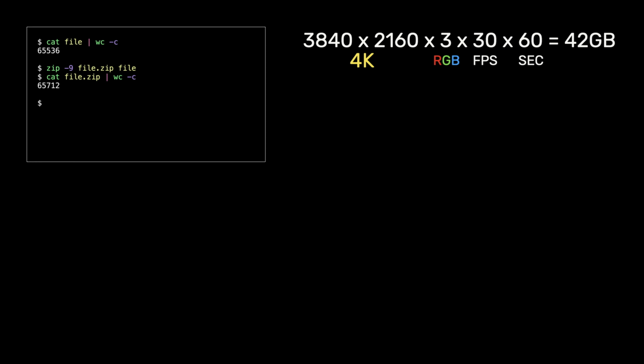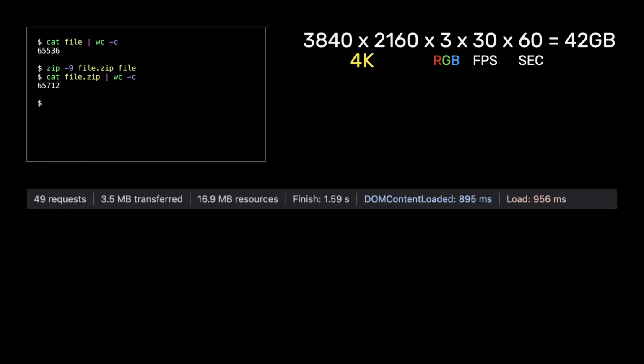Not just the videos, even the YouTube page and the JS bundles were 17 megabytes, which were compressed into 3.5 megabytes, saving a ton of YouTube bandwidth.